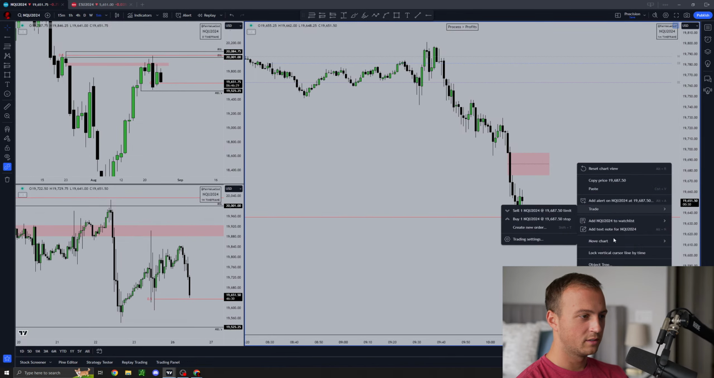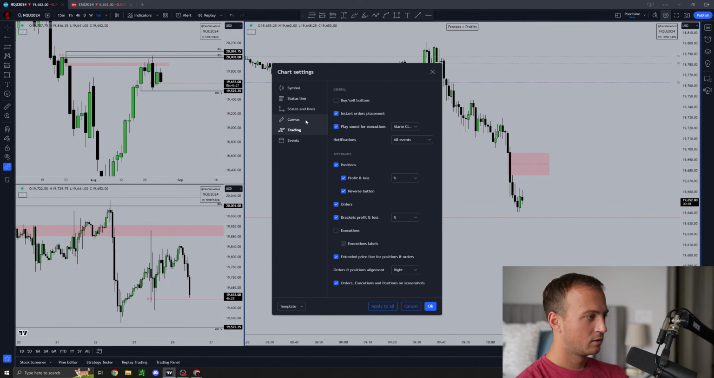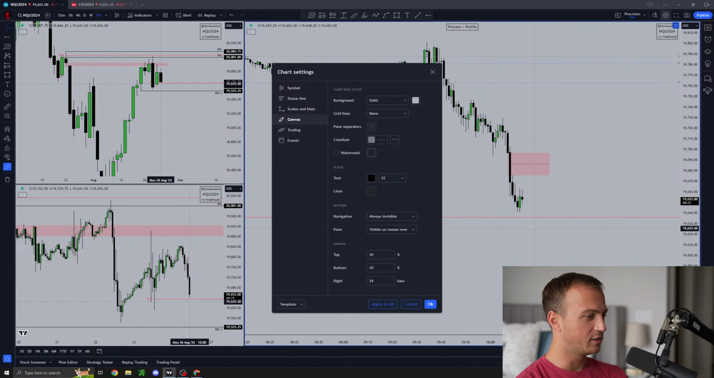Margin settings. On this window, it's different than these.